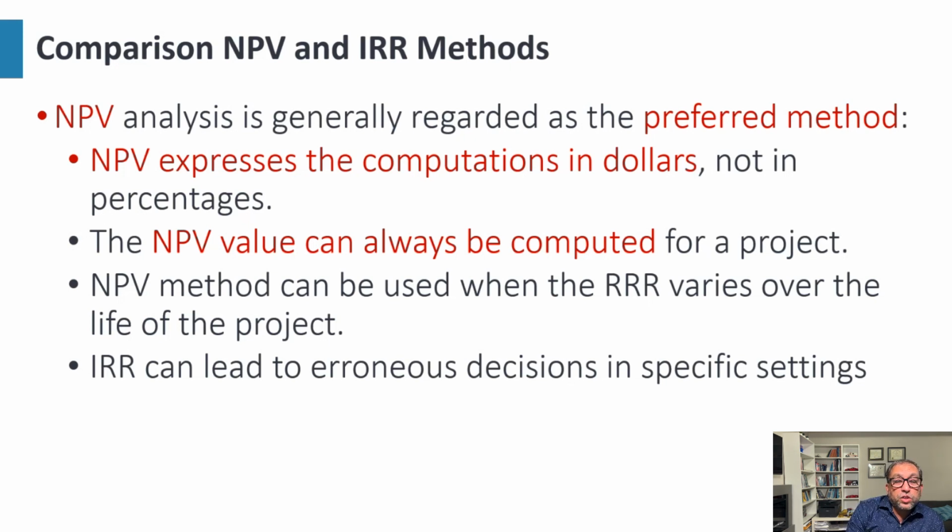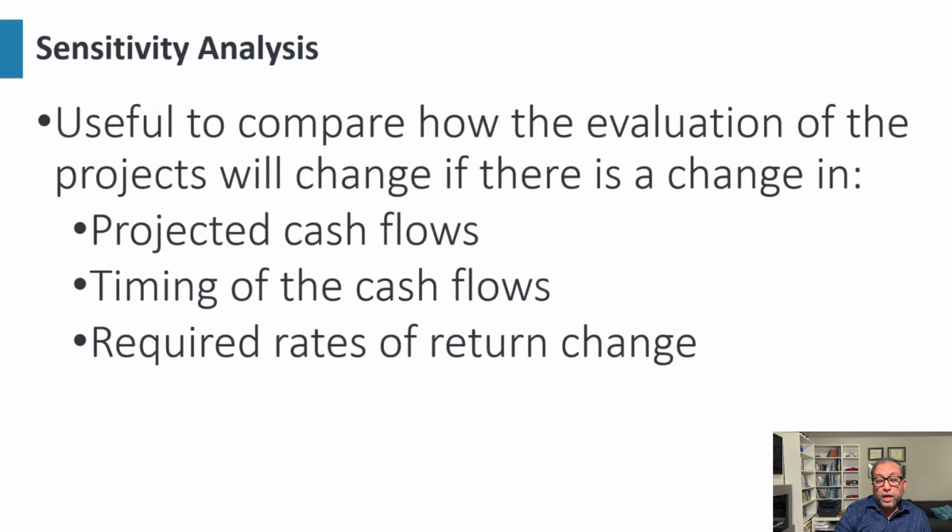NPV analysis is generally regarded as the preferred method. NPV expresses the computations in dollars, not in percentages. The NPV value can always be computed for a project. The NPV method can be used when the RRR varies over the life of the project. IRR can lead to an erroneous decision in a specific setting. So IRR is not going to work everywhere.